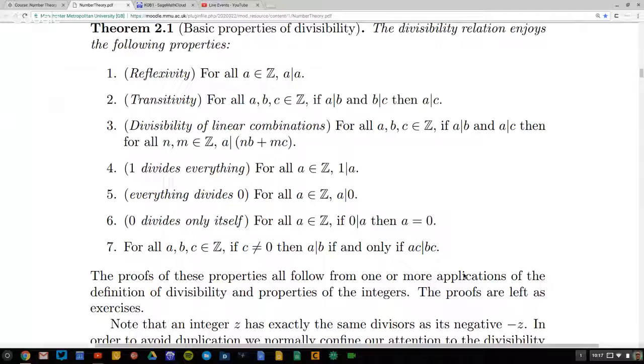4, 1 divides everything. Every integer A, 1 divides it. 5, and this is 5 and 6 are another occasion where people trip themselves up sometimes. Everything divides 0, and 0 divides only itself. And lastly is a kind of multiplicative type property, that you can multiply both sides of the divisibility sign and it'll still be true. So if A divides B, that's equivalent to saying A times C divides B times C as long as C is a non-zero integer.